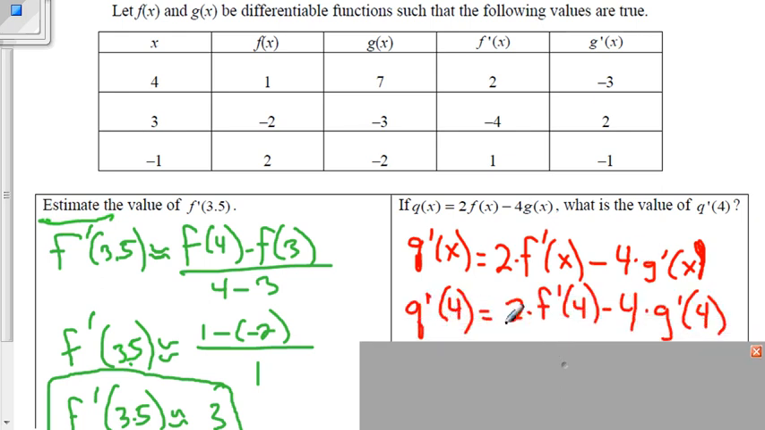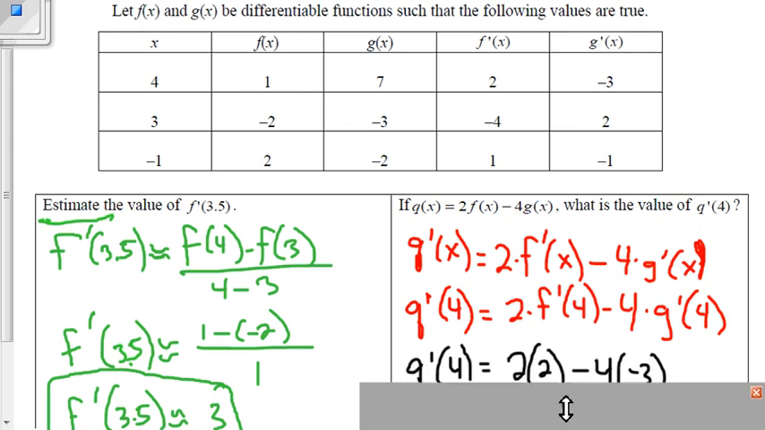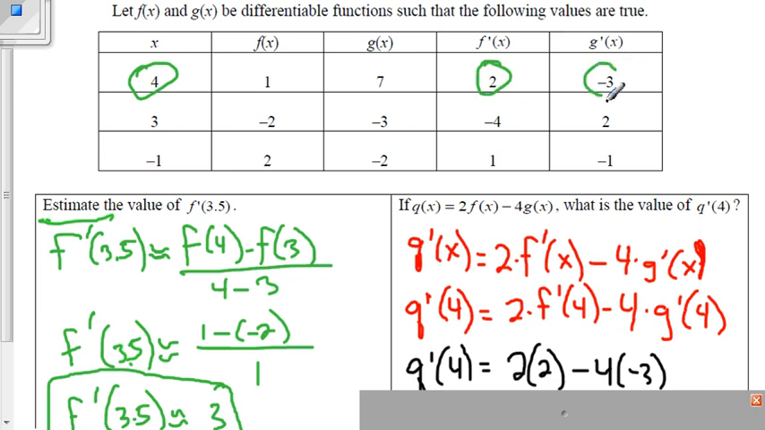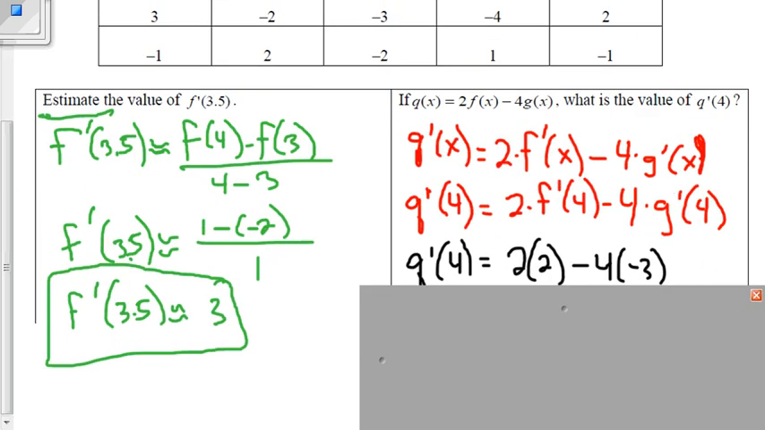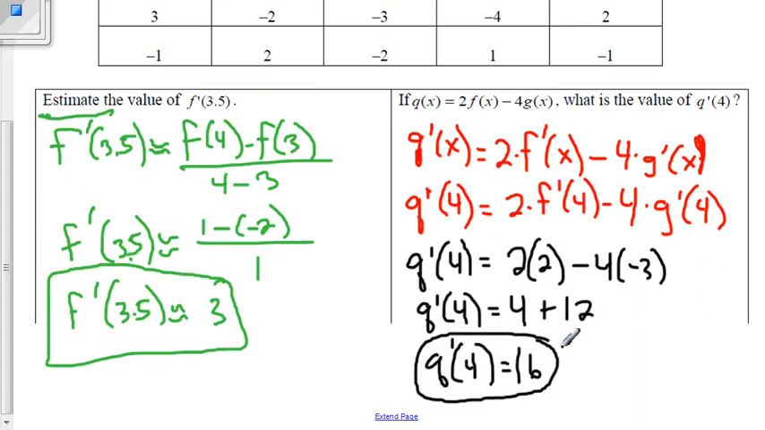Now every place I see an x, I'm going to substitute in 4, and now I can use the data table up above. The derivative of f at 4 is 2, the derivative of g at 4 is 3, and this derivative, where x is 4, the derivative of f is 2, and the derivative of g when x is 4 is negative 3. And now let's simplify. And we find out the derivative at 4 equals 16.